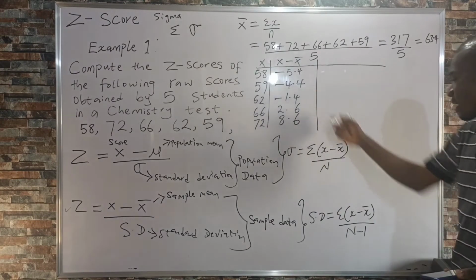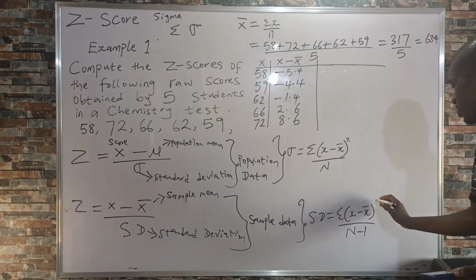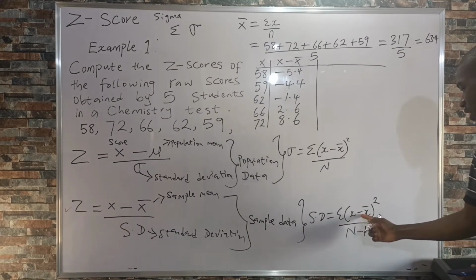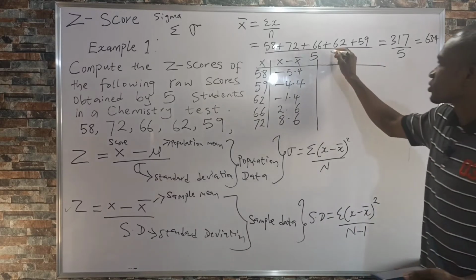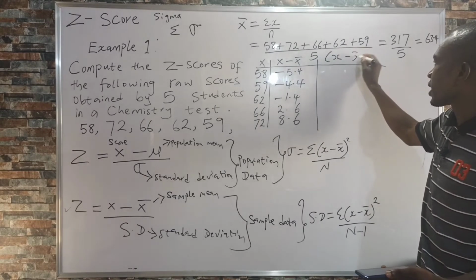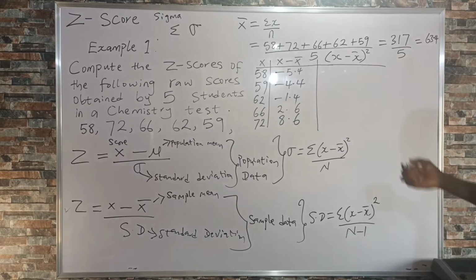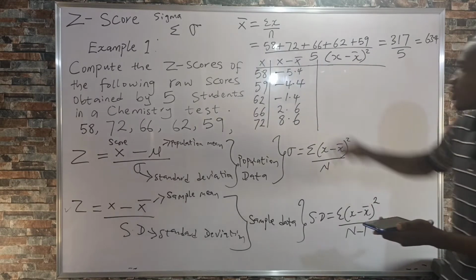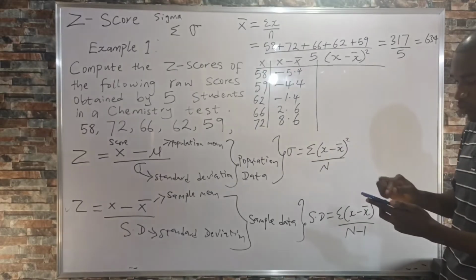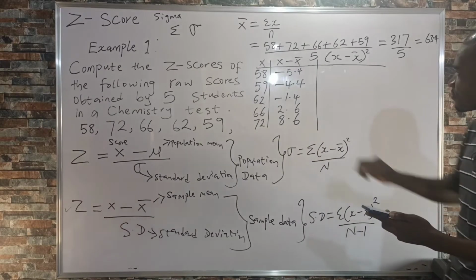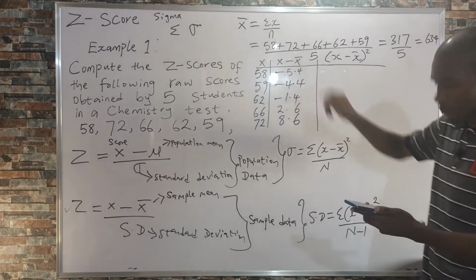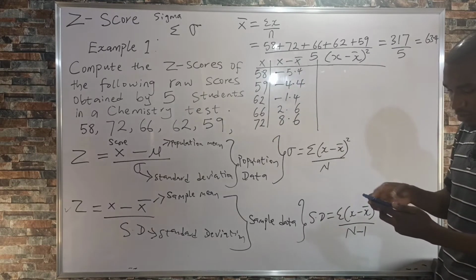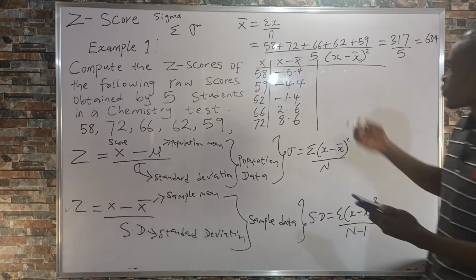Alright, let's go ahead to the next column. Sorry, I missed my square here. For the next column, I have the combined parameter of x minus x-bar, all squared. This simply means to square all the values we have here. That is very simple, so let's begin to square. For the first instance, we have in brackets negative 5.4, then all squared, that is raised to the power of 2.